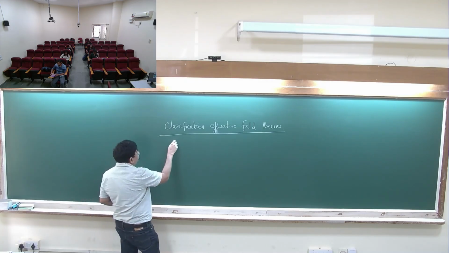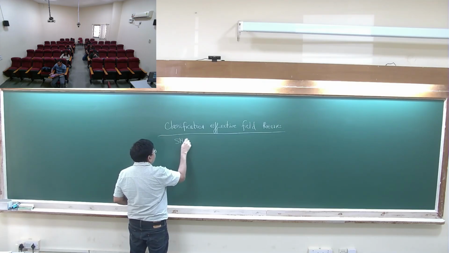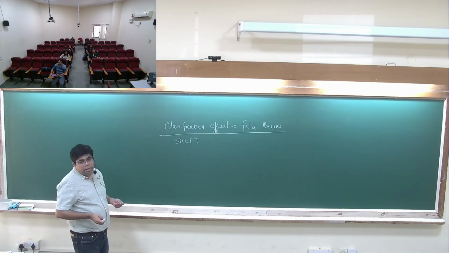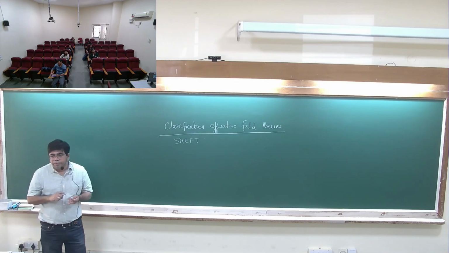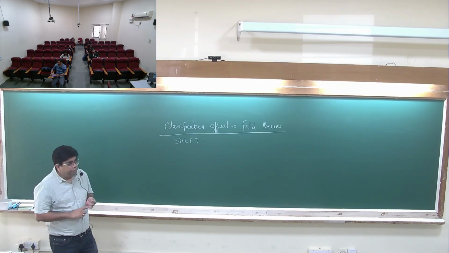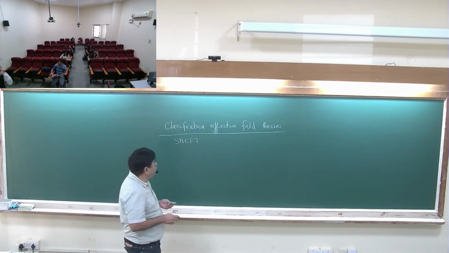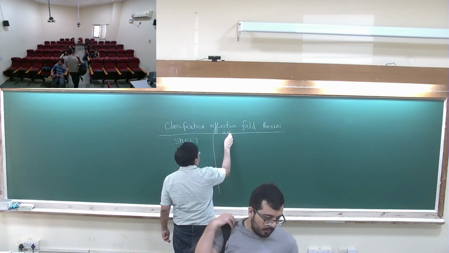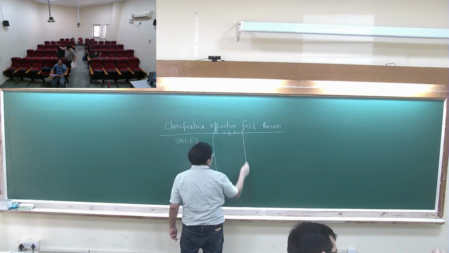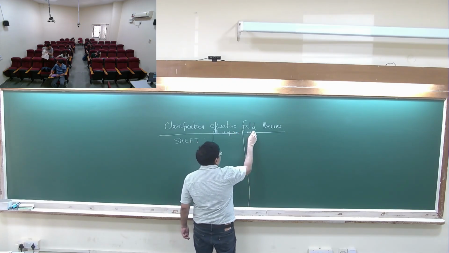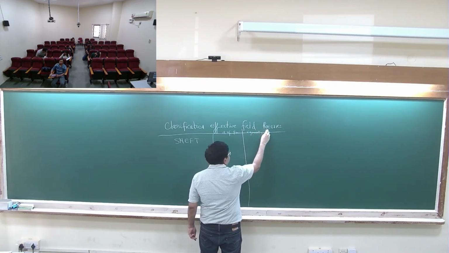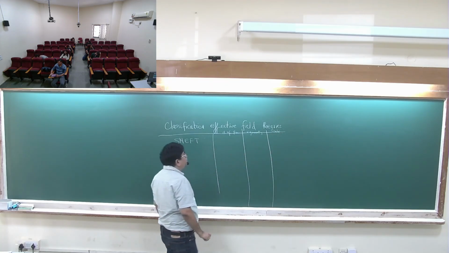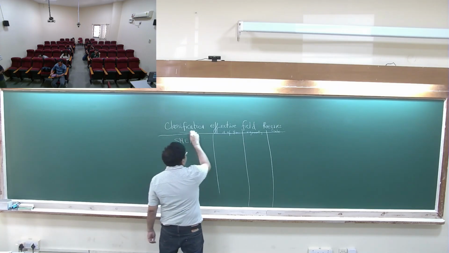So we said there is something called SMEFT, and how do we classify effective field theories? Degrees of freedom, symmetry, scale of the problem. Okay. So degrees of freedom, symmetry, scale of the problem. So that's how we classify.